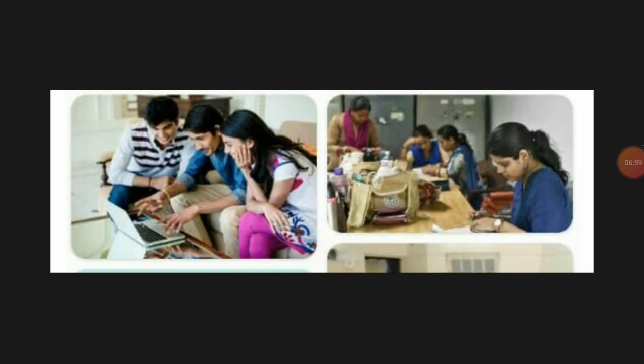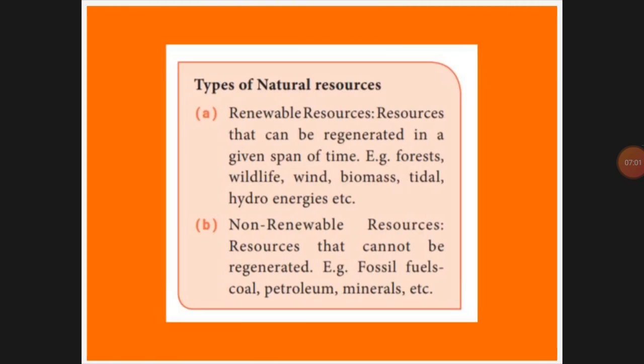Next, we'll go for natural resources. There are two types of natural resources, renewable and non-renewable. Renewable resources include forest, wind, biomass, tidal, and hydro energies. Non-renewable resources we will study elaborately in the next topic.